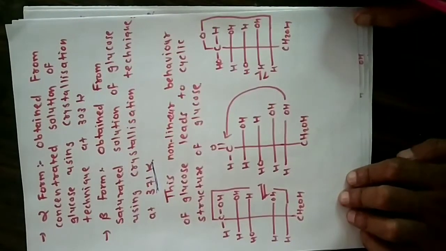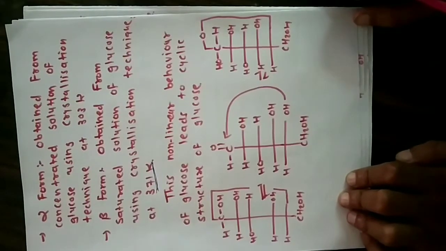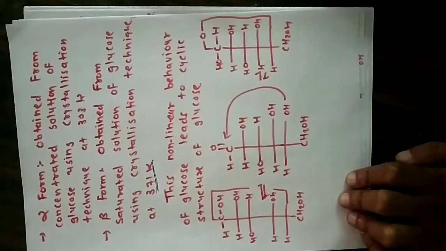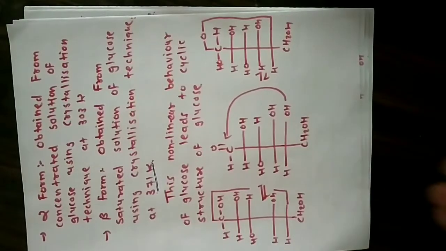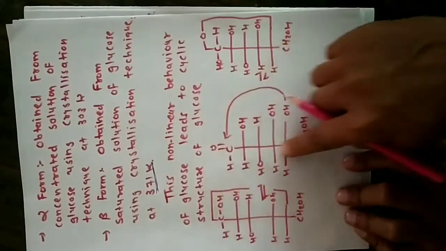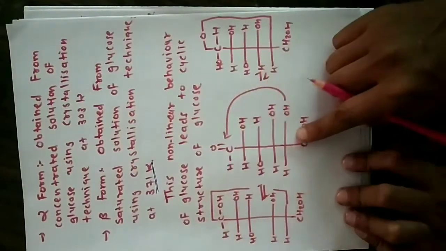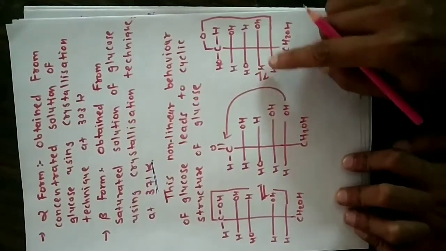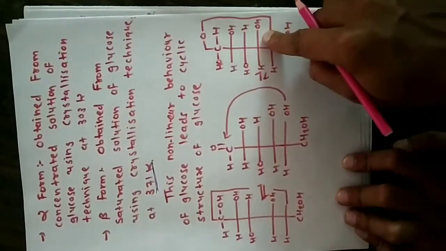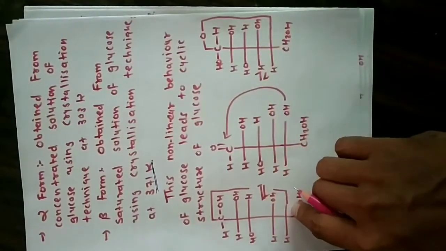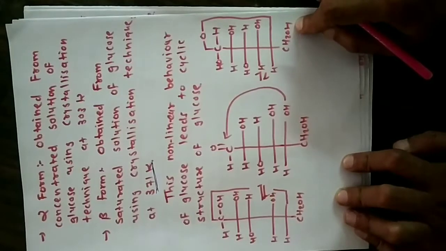So this is also not explained by the linear structure of glucose. This non-linear behavior of glucose leads us to another structure of glucose. You can say this is the normal linear structure of glucose. These both are the cyclic form. One is alpha, one is beta form.